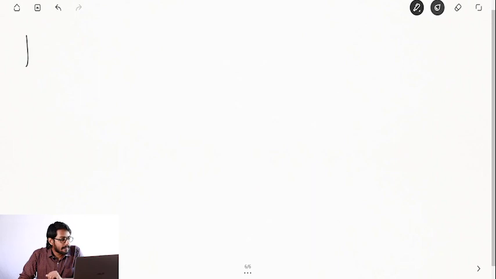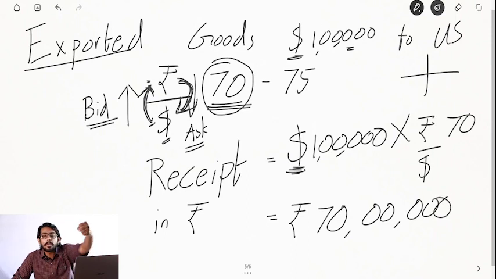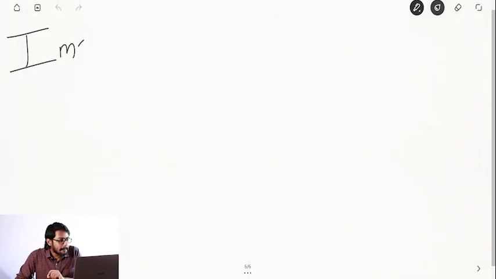You have imported. See, in this question itself, you are converting dollar to rupee. You have received dollars. You are going to the bank. You are converting dollar to rupee, up the bid. This question is done. Bid. Now, next question.